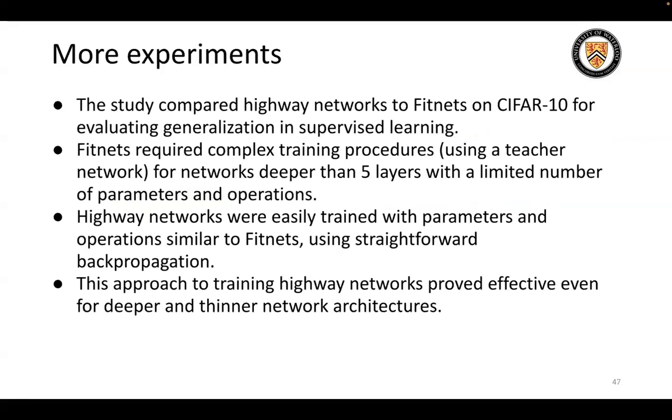Now let's do more experiments. Here we compare highway networks to FitNets on CIFAR-10, which is another image dataset for evaluating generalization in supervised learning. FitNets require complex training procedures. They use a teacher network for networks deeper than 5 layers with a limited number of parameters and operations. Highway networks were easily trained with parameters and operations just like FitNets, but they only use straightforward backpropagation instead of two networks. This approach to training highway networks proved effective even for deeper and thinner network architectures.